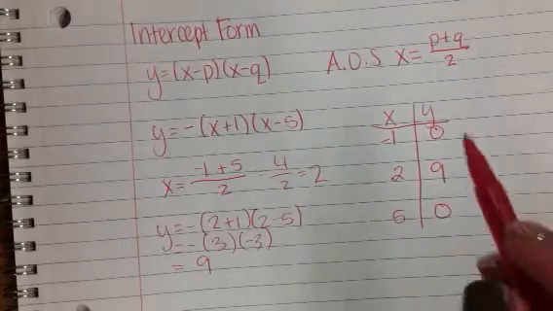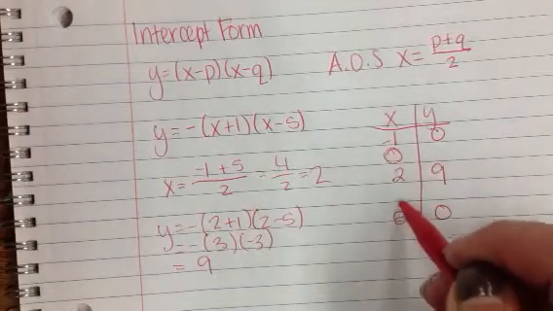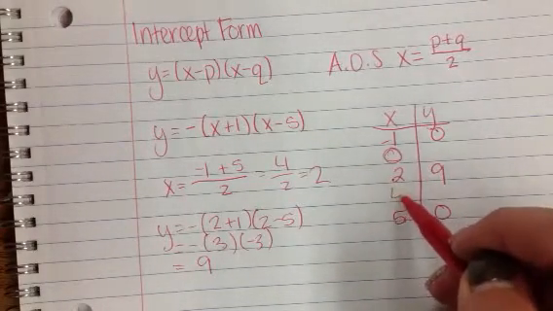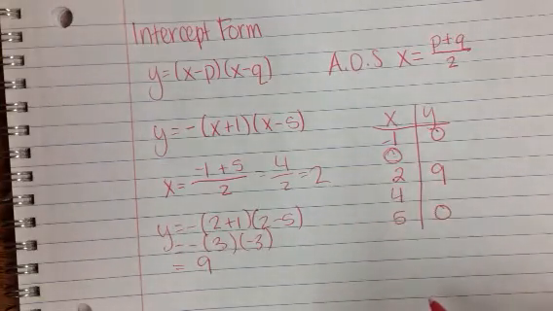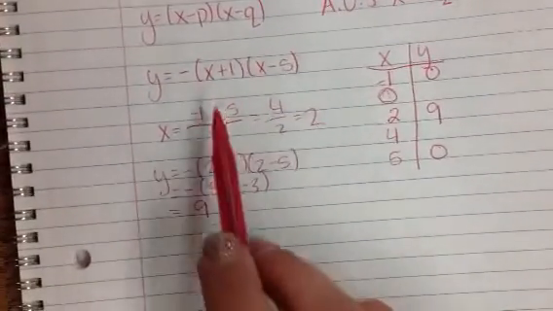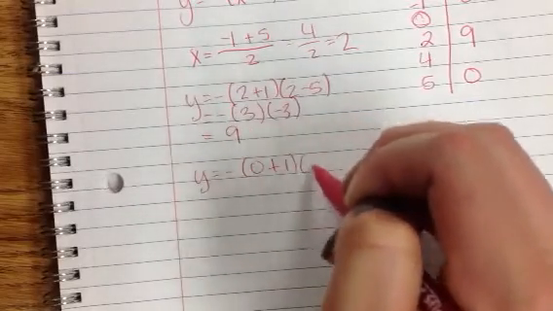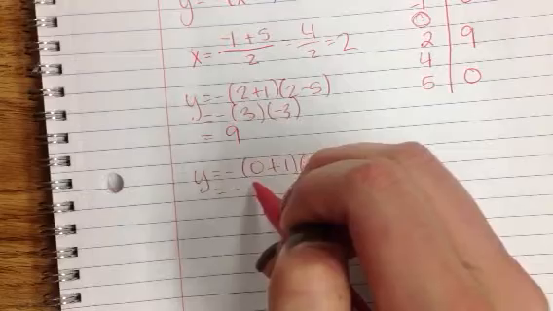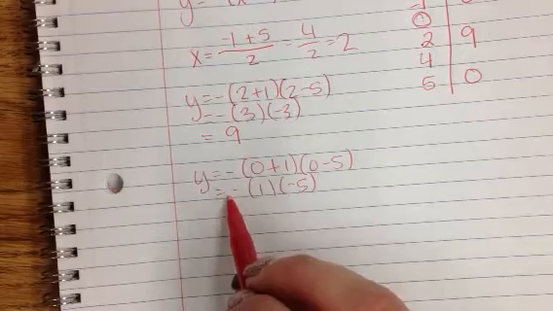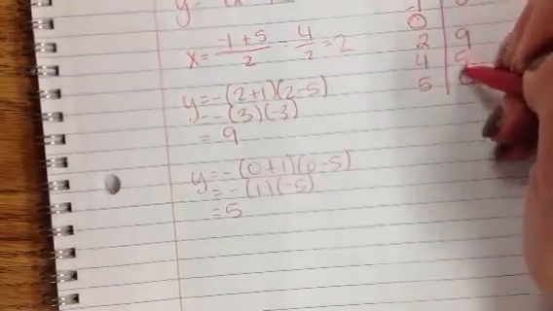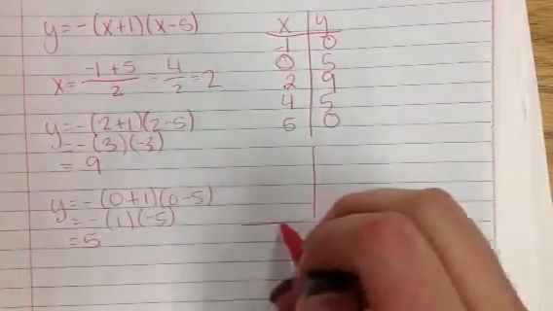And now I need to pick 2 more points. 0 is 1 away from this negative 1. So if I go 1 the other direction from 5, I will also be at 4. 2 and 0 are 2 spaces apart. 2 and 4 are 2 spaces apart. So I know that I'm going to be symmetrical. If I plug in a 0 into my equation, y equals negative 0 plus 1 times 0 minus 5. I get negative times 1 times negative 5. Negative 5 times 1 is negative 5 times this negative out here becomes positive 5. So now I have my 5 points. I can plot my parabola.